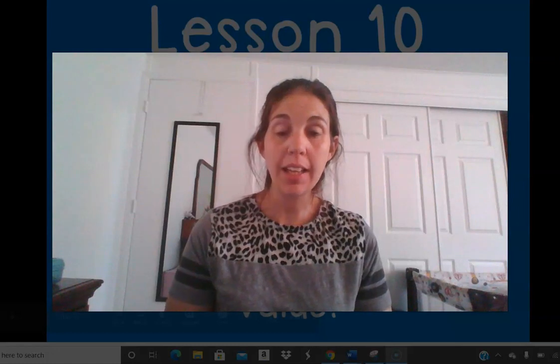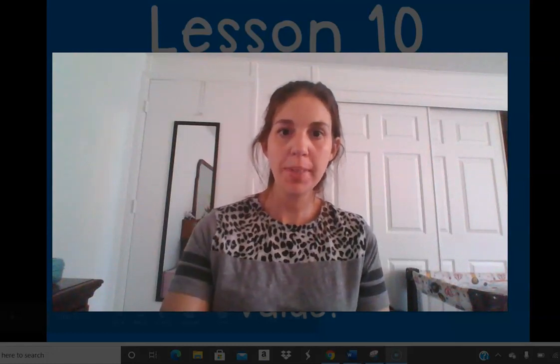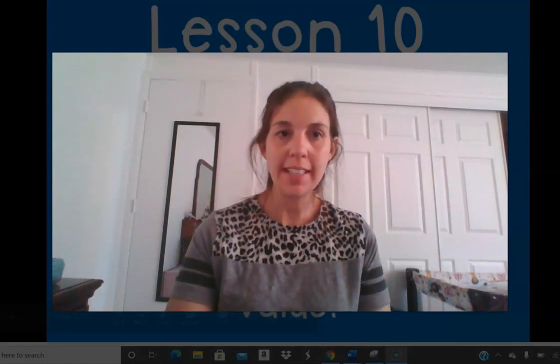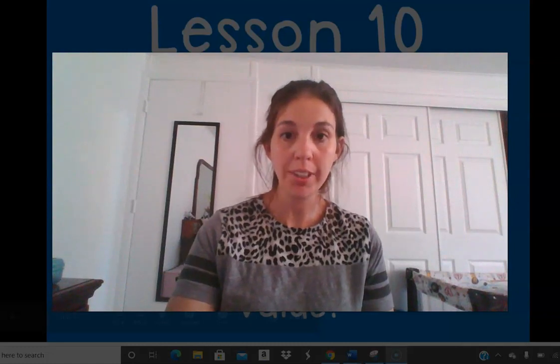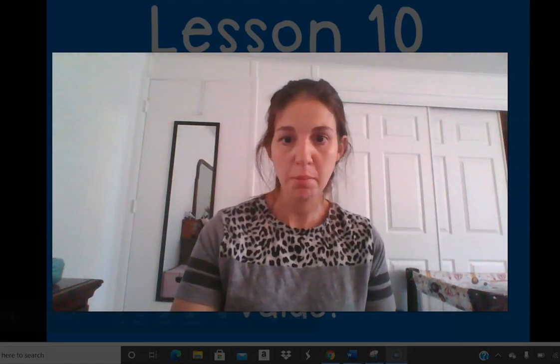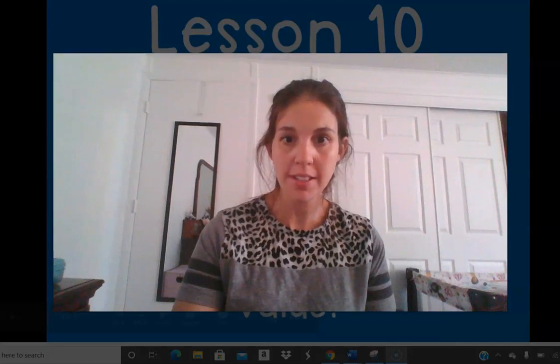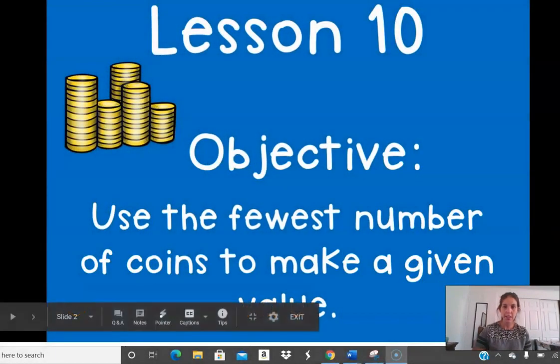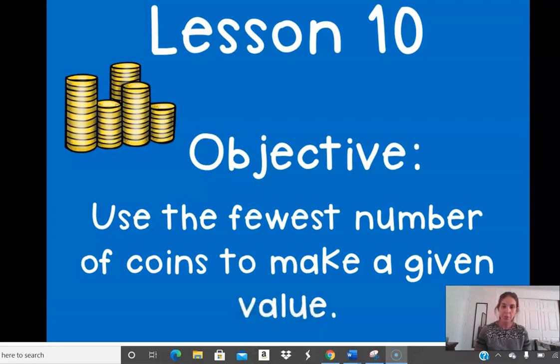Today we will be working on lesson 10. We will be continuing our lessons on working with money, specifically working with coins today. So let's look at our objective. Use the fewest number of coins to make a given value. So we're going to use the least amount or the smallest number of coins.